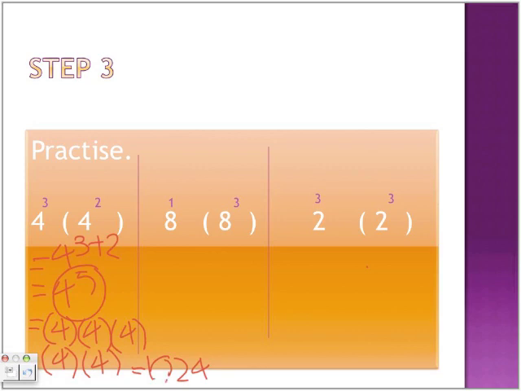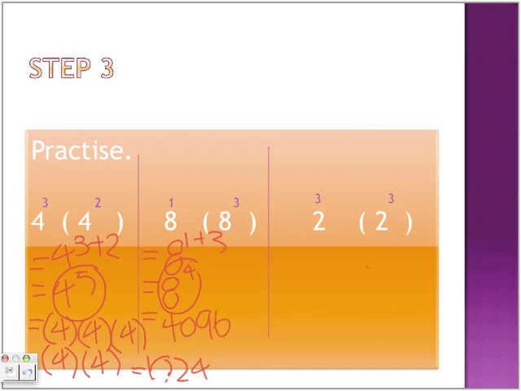Okay, so for the next one, you're going to do the same thing. So you're going to do 8, and then you're going to add the exponent. So it's 1 plus 3, and that equals 4. So you have 8 to the power of 4. Again, this is the simplified form. And then all you're doing is multiplying 8 by itself 4 times. So the actual answer to this is 4,096.